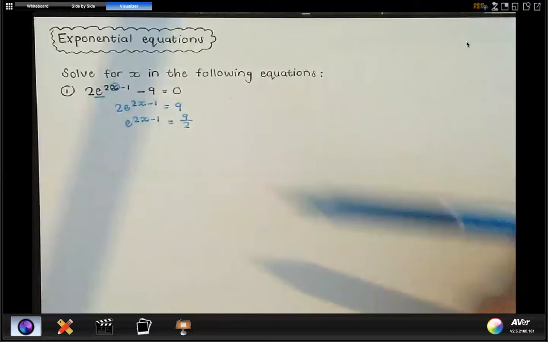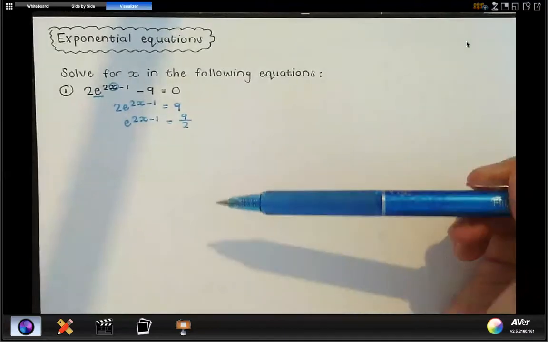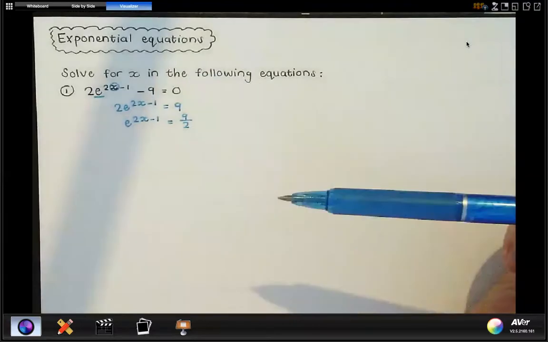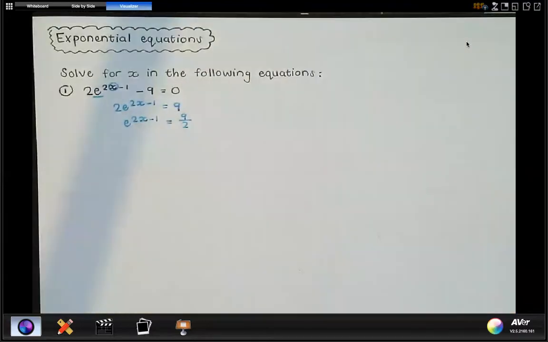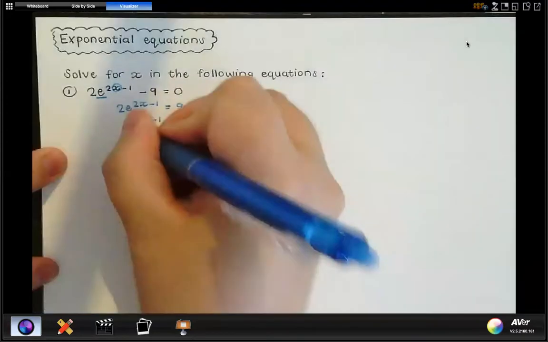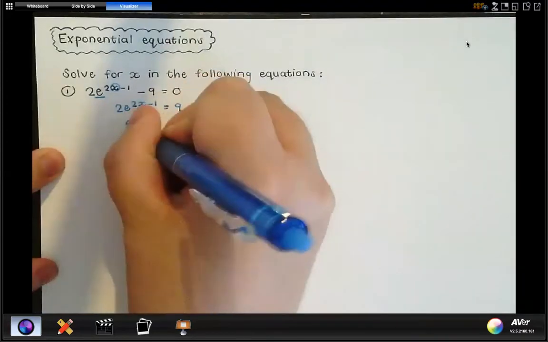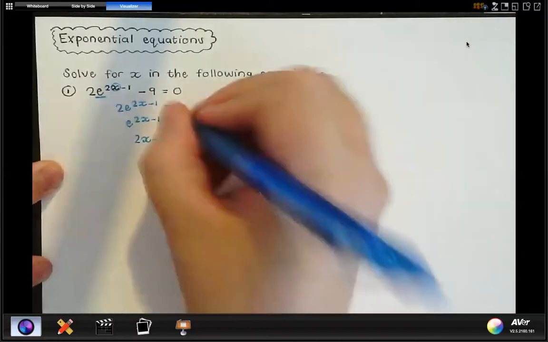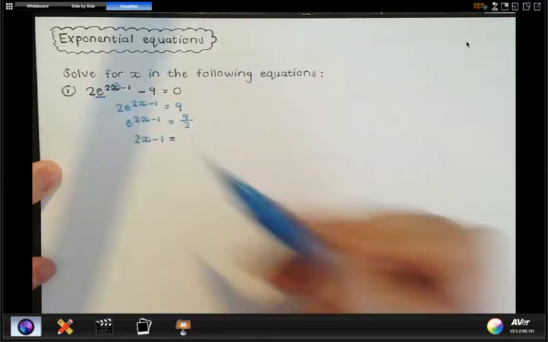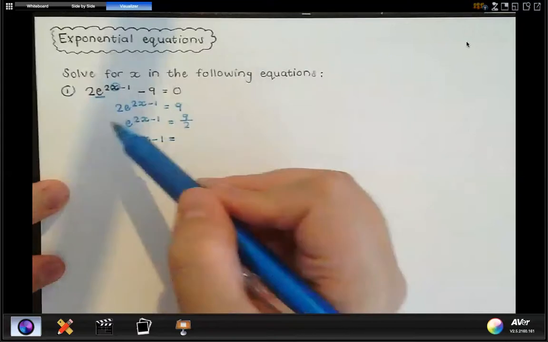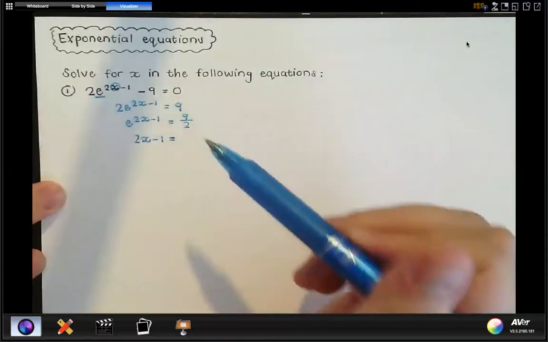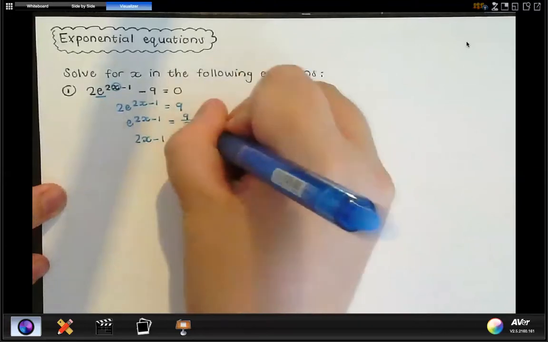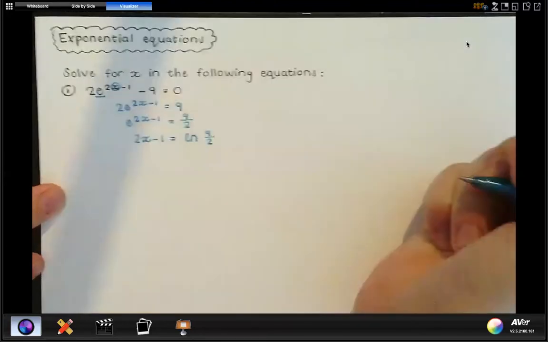All right, so now we're going to use log, and we're going to use that as a tool to actually solve for this exponent. Now remember, when we're going from exponential form to log form, the exponent becomes the subject, so 2x minus 1 is equal to log base of the same base of the exponent. The base of the exponent becomes the base of the log. So log base e, remember, is ln of 9 over 2.